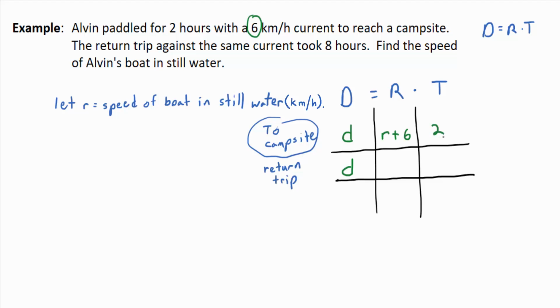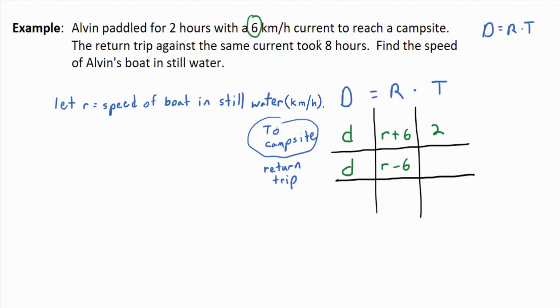Now you turn around and you're going against the current. The current stays the same speed under this idealized problem, right? So it's going to take longer when you're paddling against the current because it's going to take away that 6 kilometers per hour from your speed, isn't it? So instead of r plus 6, what's the overall speed or rate going to be when you're going against the current? The speed in still water minus 6 kilometers per hour. Does that make sense? And it's going to take a lot longer.